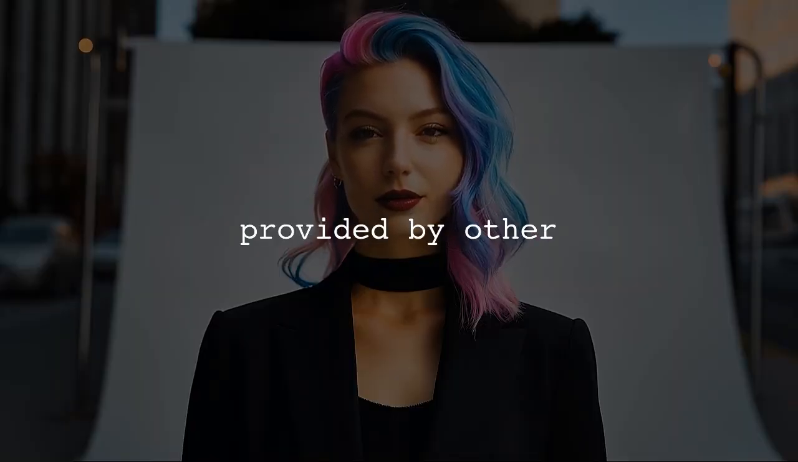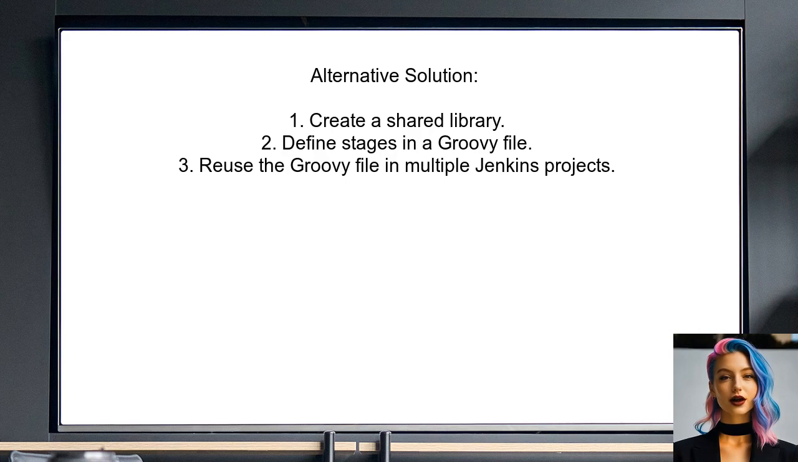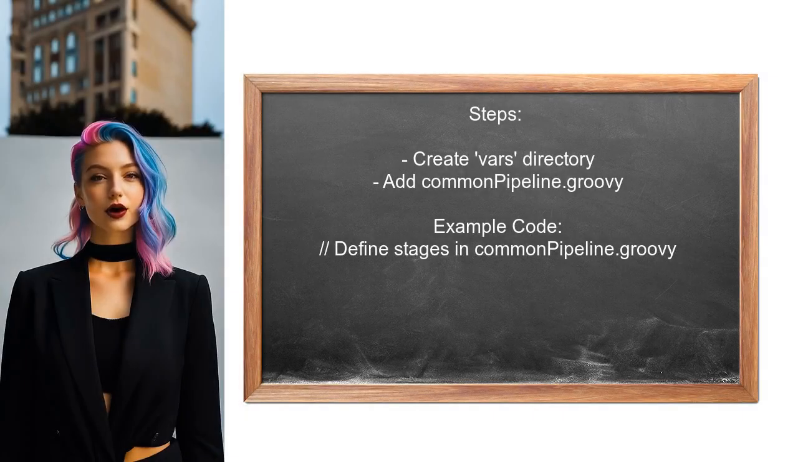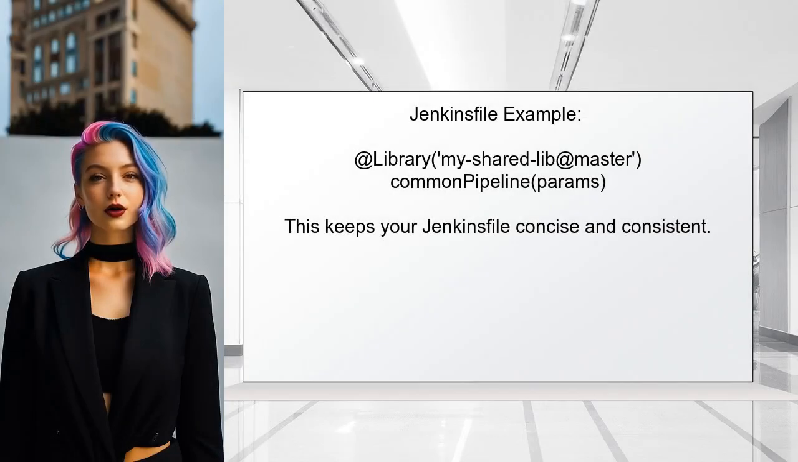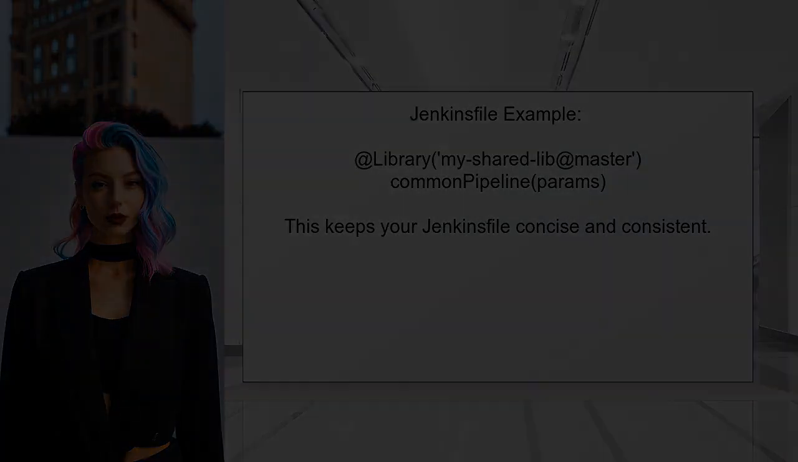Now let's look at the answers provided by other users. One alternative approach is to create a shared library in Jenkins. This allows you to define your stages in a single Groovy file, which can then be reused across multiple pipeline jobs. To implement this, you would create a vars directory in your shared library and add a Groovy file like commonpipeline.groovy where you define all your stages. In your Jenkinsfile, you simply call this shared library, significantly reducing the complexity of your pipeline configuration.